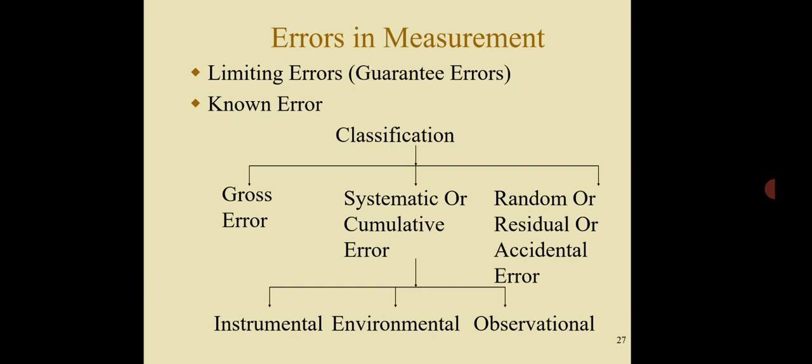Coming to the errors in measurements, generally we say limiting errors. Limiting errors are also known as guarantee errors. For any instrumentation you try to build, there will be a 100, there will be a 99%, and you will have some other errors. Those errors are known as guaranteed errors. The next one is known errors. A known error is one where we know that error.